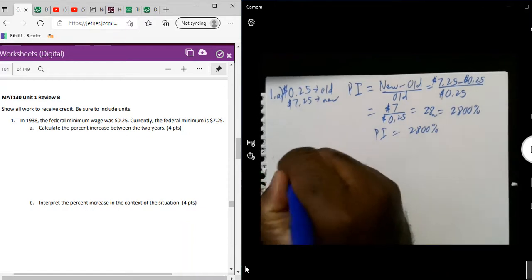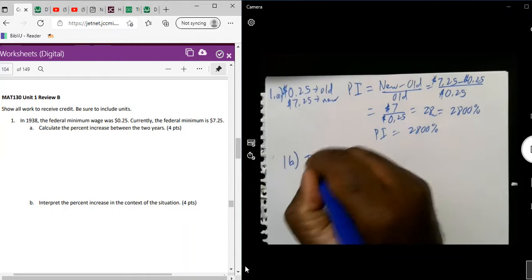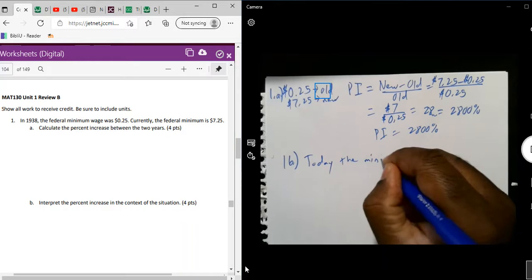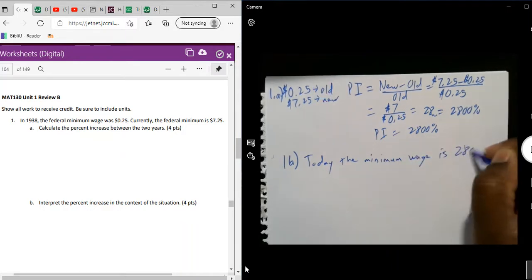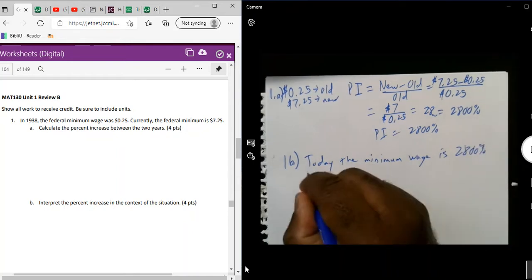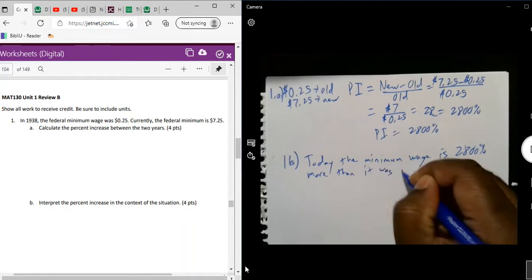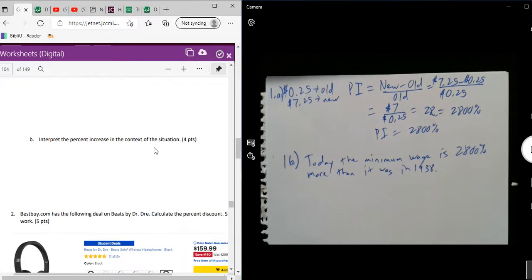Now we come to 1B. It says, interpret the percent increase in the context of the situation. What you would need to say is that today the minimum wage is 2,800% more than it was in 1938. So that basically describes the increase.